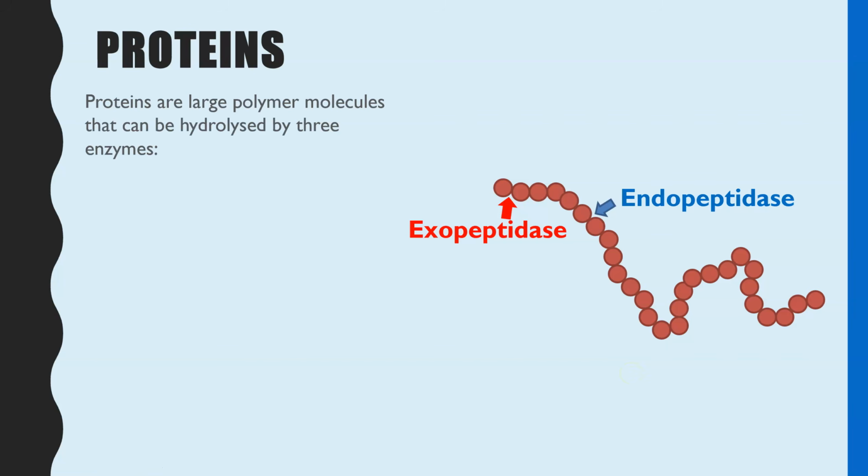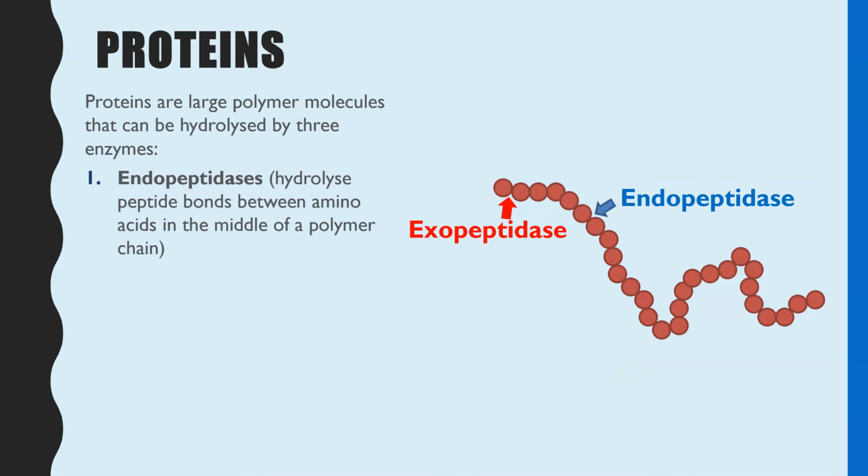Proteins then, there are three key sets of enzymes that can hydrolyze the polymer, which is proteins. You can have endopeptidases. Endo meaning inside. So endopeptidases are enzymes which can hydrolyze the peptide bonds between amino acids that are within the center of the polymer chain.